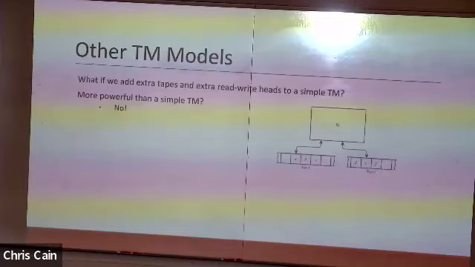I find it kind of unintuitive that that's the case, but there is a proof out there, the textbook has it. You can go take a look at it, and it's pretty amazing that this is the same class of languages.